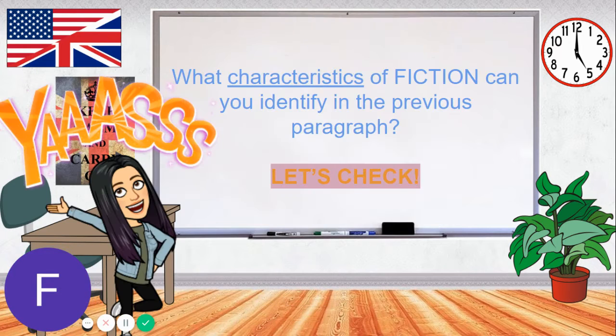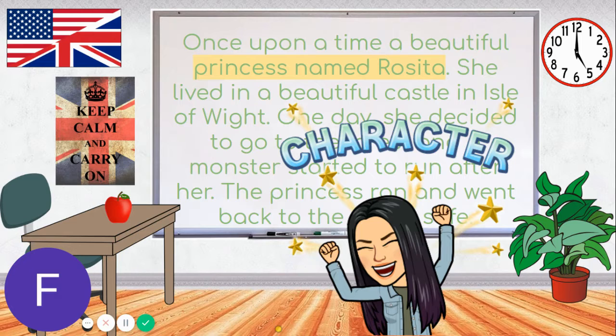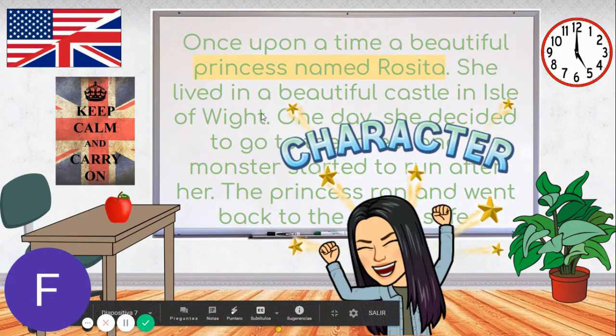Let's check what characteristic of fiction can you identify in the previous paragraph. Okay? In the paragraph that we already saw. Okay, we have a character. Who is the character? A princess named Rosita. Here we have a character, and that is one characteristic why this paragraph is a fiction paragraph.